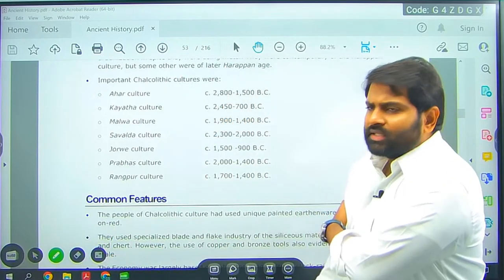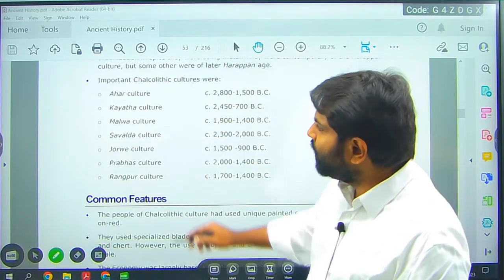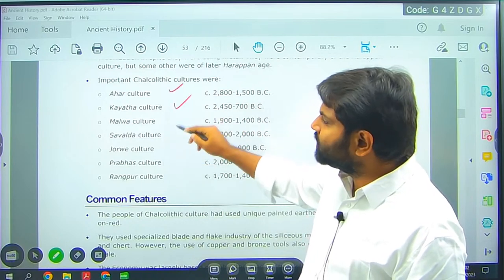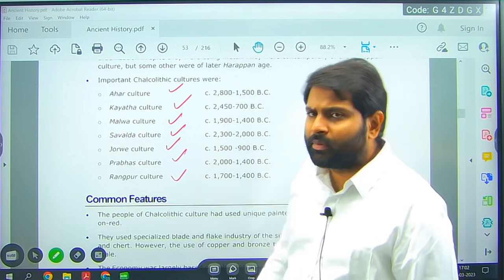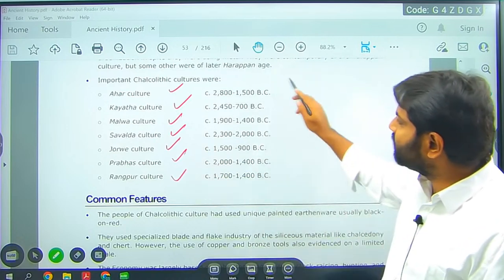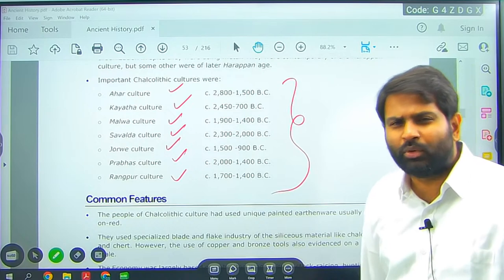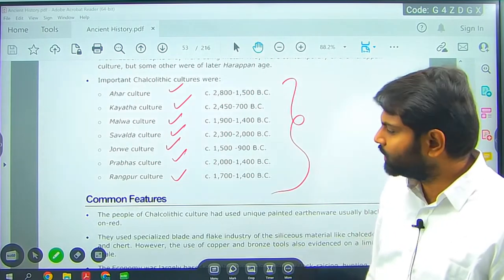Important Chalcolithic cultures were Ahar culture, Kayatha culture, Malwa culture, Savalda culture, Jorwe culture, Prabhas culture, Rangapur culture. These are the different cultures which developed in this particular time, around 2000 to 1500 BC.